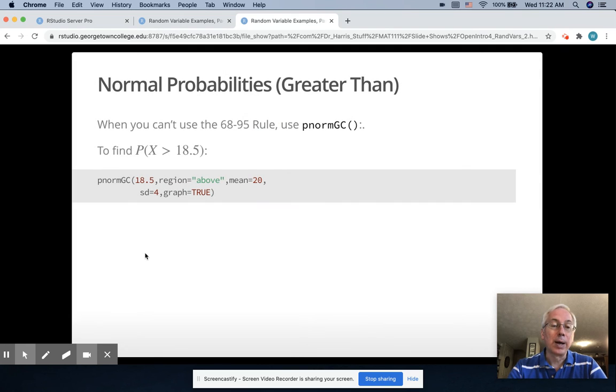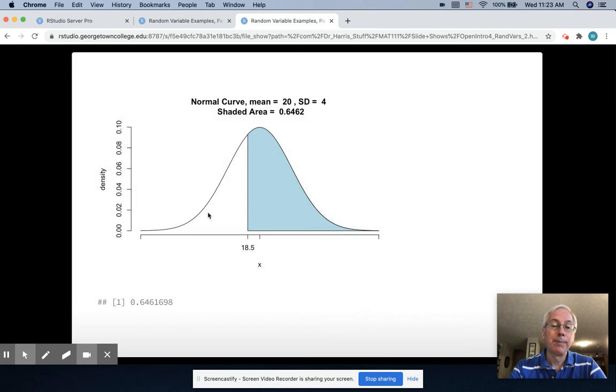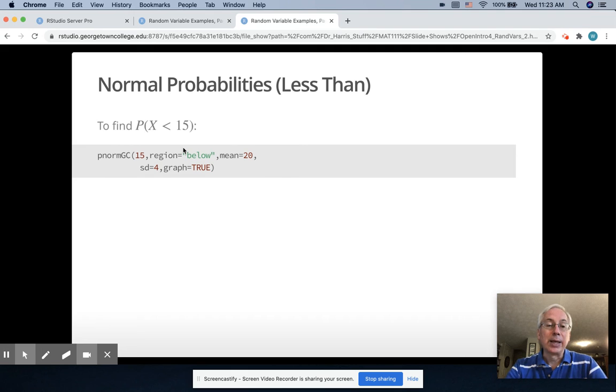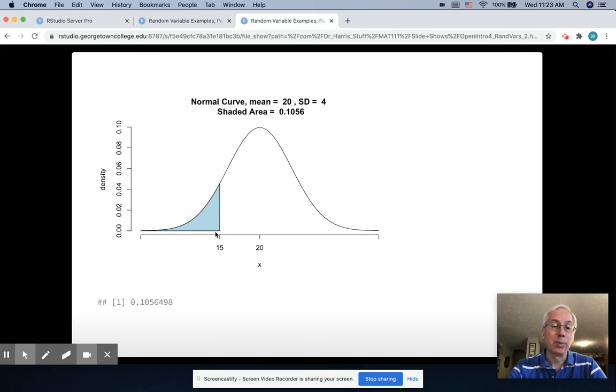So again, let's go back and look at this. We give a range, we specify a mean and standard deviation, we give a region, and we tell graph equals true. And the region that we get is going to be determined by the inequality that we have. If I had less than instead of greater than, I would put 15 in here and I would change the region to below. So I'm not going to go into RStudio to show you, but the output would be this. So the probability that x is less than 15 is about 10.5%.